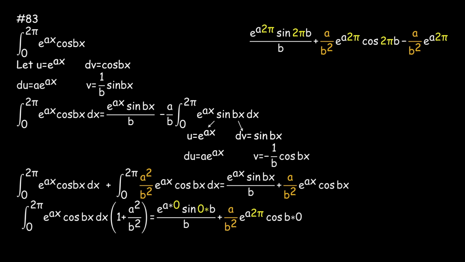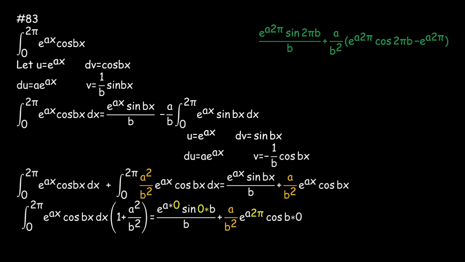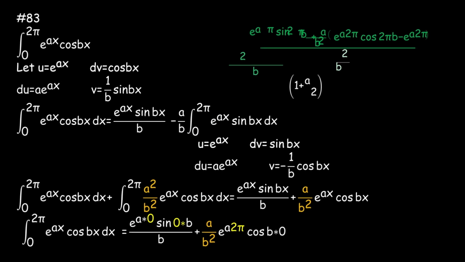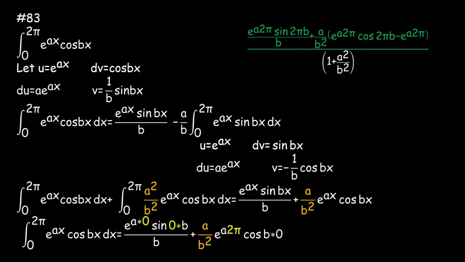Okay, once you get that, do not forget the constant term that you had factorized on the left-hand side. So you're going to have this value, but make sure you divide all through by that constant term like so, to give us 1 over a squared plus b squared.